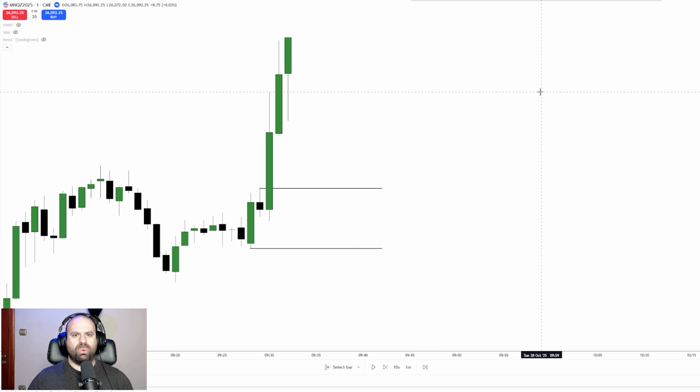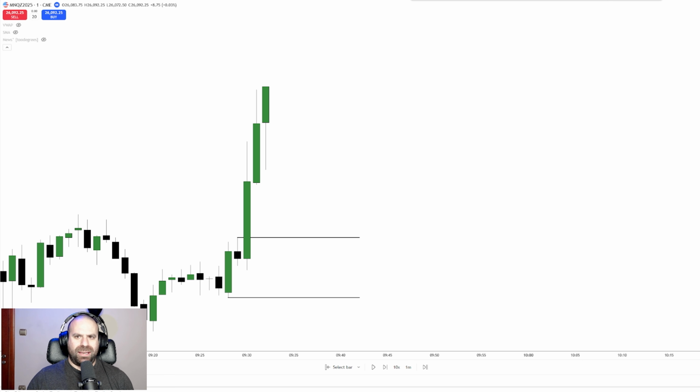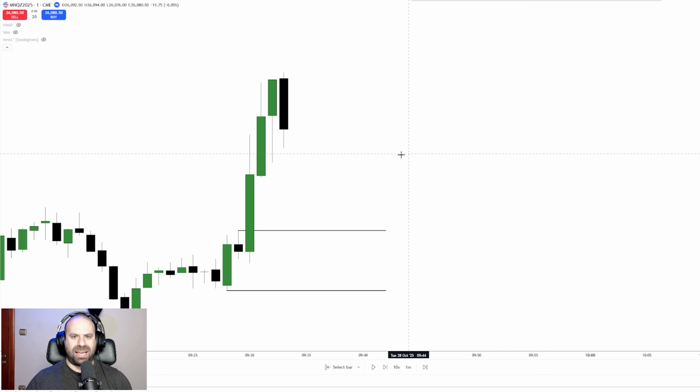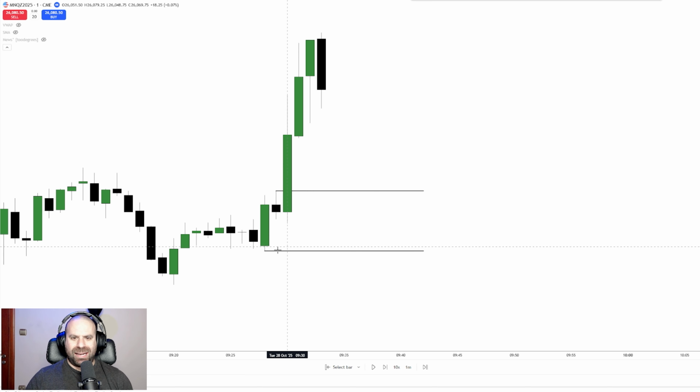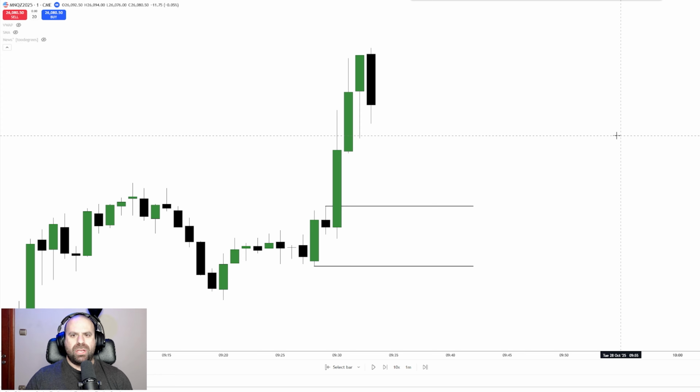And now you will do the following. You will be waiting for a very explosive move in the opposite direction. This move could have started right here, or could have started right here, it doesn't matter. It doesn't necessarily need to change character, so it doesn't need to break below this low or this low. You just want to see a very explosive move in the opposite direction, which leaves a fair value gap.